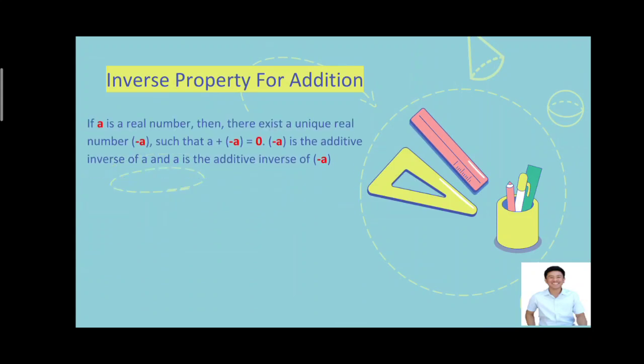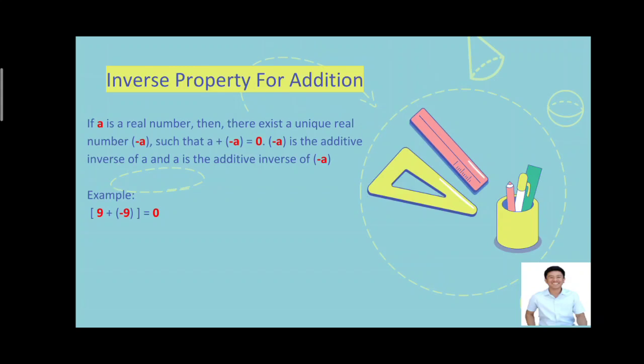Inverse property for addition. If A is a real number, then there exists a unique real number, negative A, such that A plus negative A is equal to 0, and negative A is the additive inverse of A, and A is the additive inverse of negative A. So, dito, kung meron tayong positive A, ang kanyang inverse ay negative A para maging 0 siya. Ang goal natin is maging sum ay 0. Example, positive 9, ang kanyang inverse ay negative 9. So, positive 9 plus negative 9 is equal lang sa 0. So, napalabas natin si 0. Ang goal natin dito sa addition, kailangan mapalabas natin yung 0.